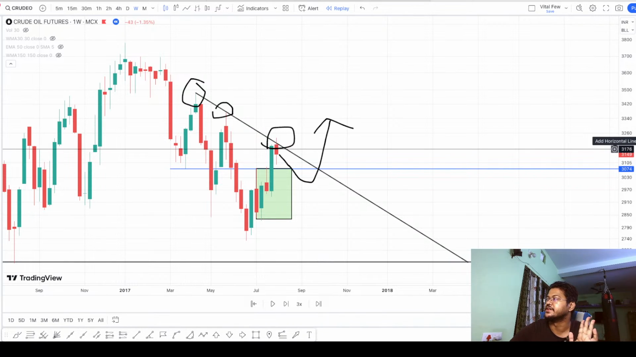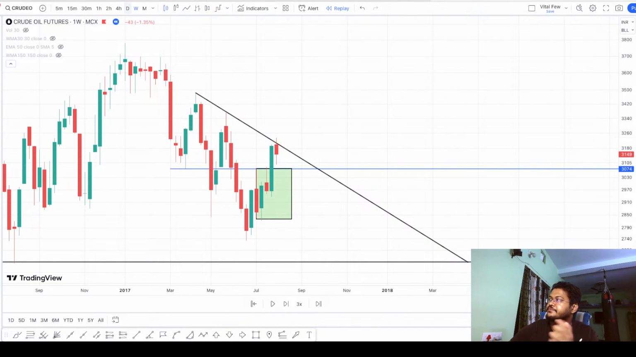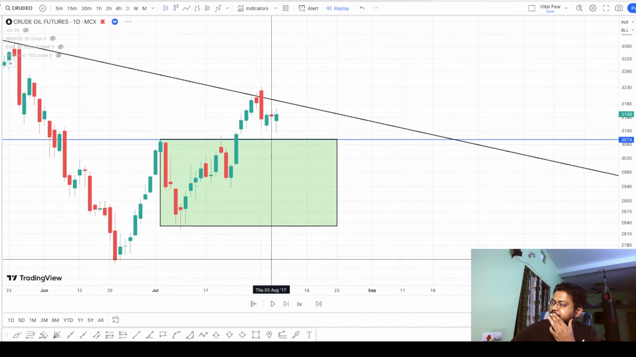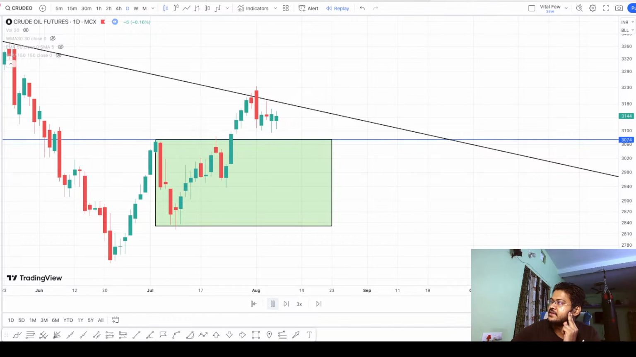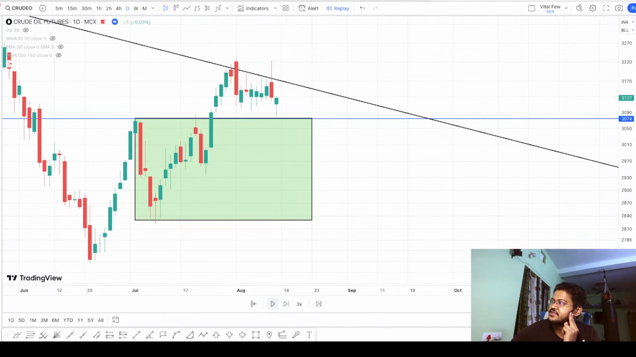Okay, with a strong momentum. Okay, so let's see. Go to daily time frame and hit the play button. Let's see. No, see, it is not able to break.